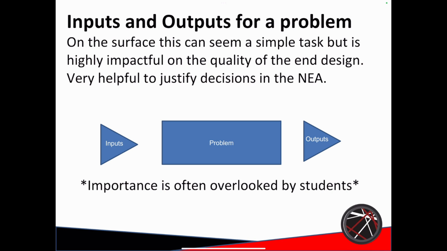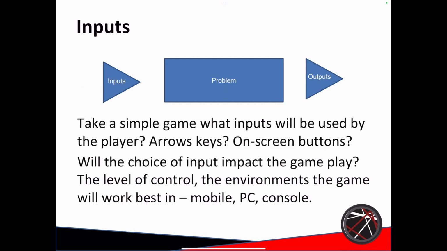This is something that is often overlooked again by students, and the justification for this, the decision points for this, are where the marks are in the NEA. So why have you chosen those particular inputs? Because obviously if you don't include all the inputs you need, you aren't going to be able to solve the problem. So when we think about these inputs, what actually are they?